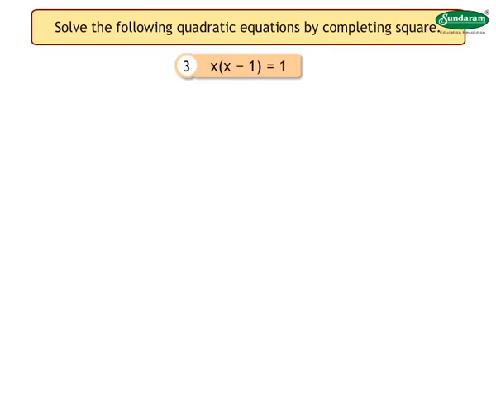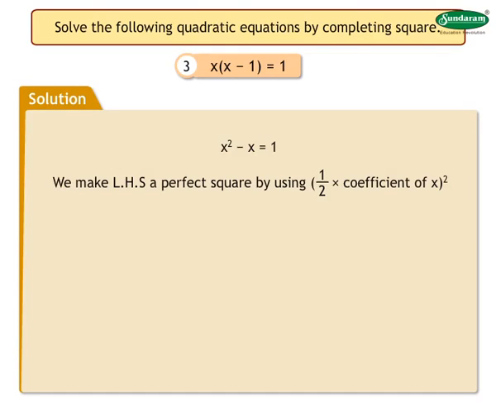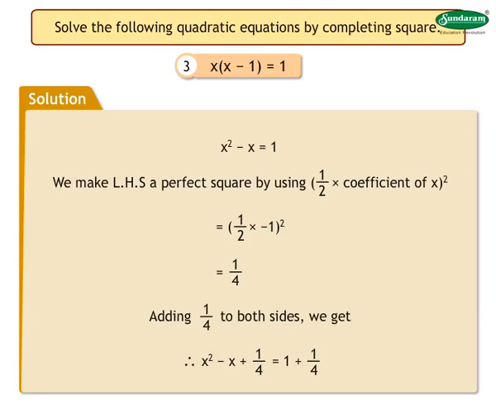Number 3. x(x - 1) = 1. Solution. x² - x = 1. We make LHS a perfect square by using (1/2 × coefficient of x)². (1/2 × -1)² = 1/4. Adding 1/4 to both sides, we get x² - x + 1/4 = 1 + 1/4.